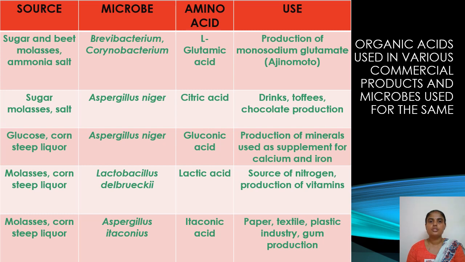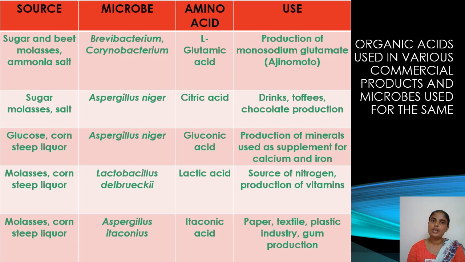Then glucose and corn steep liquor, which has a high sweet taste, is also used with the help of the microbe Aspergillus niger, where gluconic acid is produced, which is used in the production of minerals used as a supplement for calcium and iron. From sugar molasses and corn steep liquor using Lactobacillus delbrueckii, lactic acid can be produced. This lactic acid is a source of nitrogen in production of vitamins.